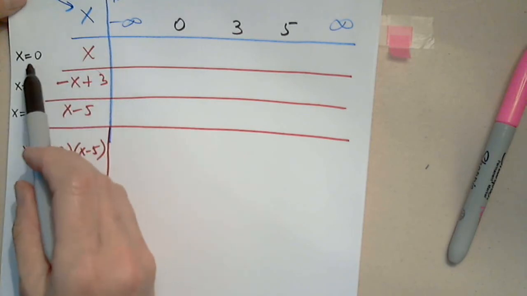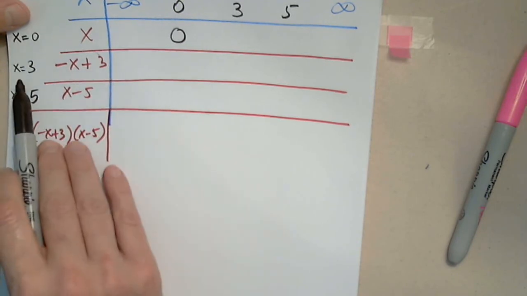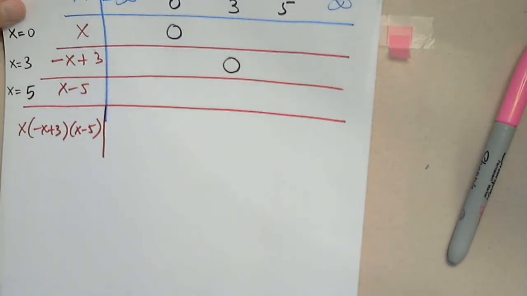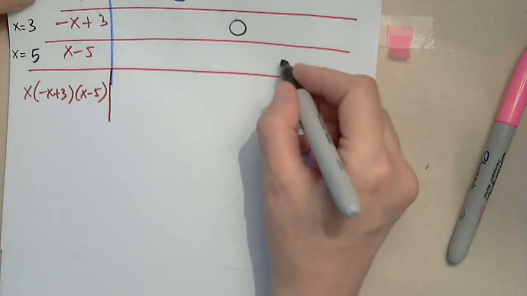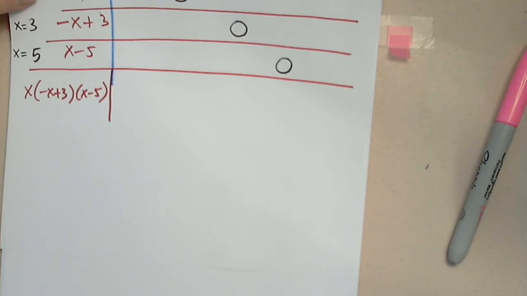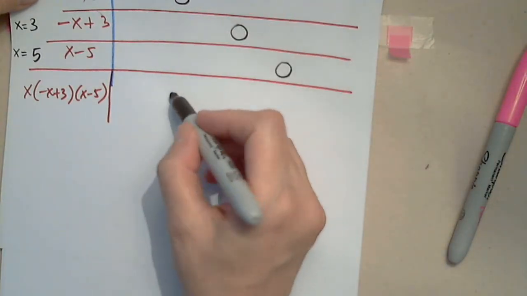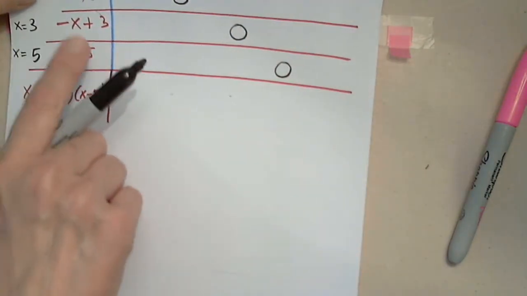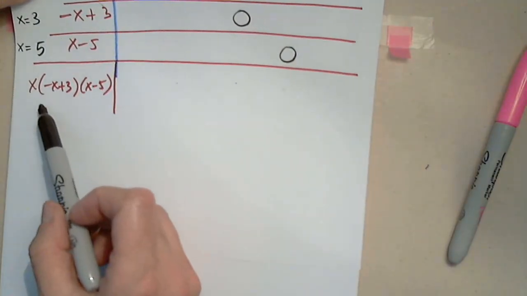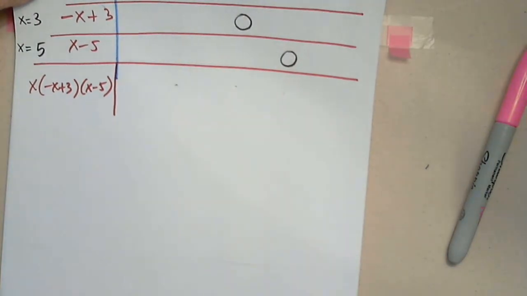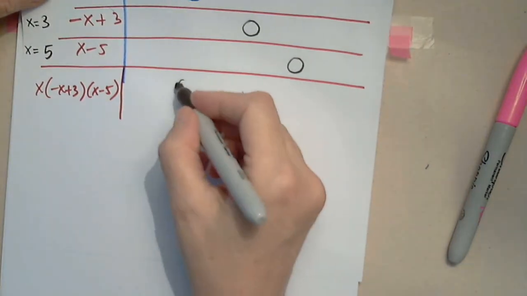Since I know that x is 0 at 0, under 0 I will write 0. Since I know that negative x plus 3 is 0 when x is 3, I'm going to write 0 under 3. Since I know that x minus 5 is 0 under 5, I'm going to put 0 under 5. Under each of these numbers, I want to see what happens to the product, because I want the product. So when the first factor is 0, what will the product equal to? 0. Thank you very much.